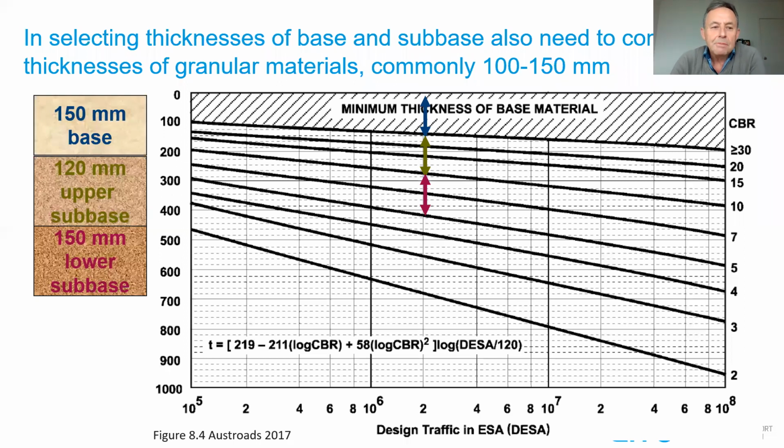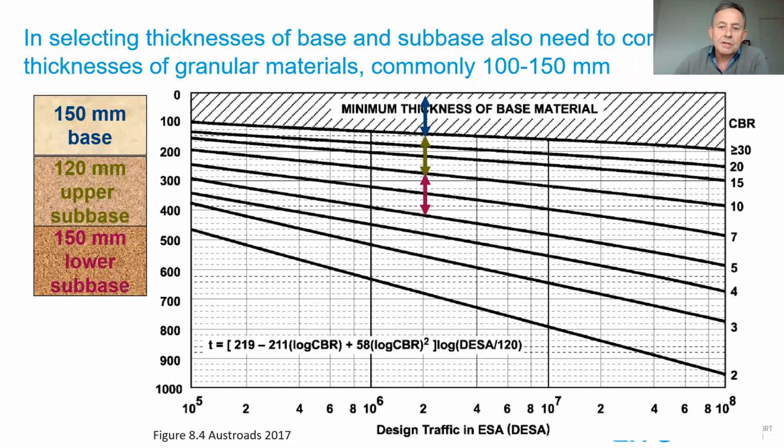So in selecting how you might make up the total cover of 420 millimeters in this case, you also need to consider the common layer thicknesses that we construct materials with. For example, for the granular base materials, the thicknesses we normally use are 100 to 150 millimeters. When you get above 150 millimeters thickness, there are difficulties getting adequate compaction. So generally, base course layers are in the range of 100 to 150 millimeters. For this particular case, you can see that the design chart requires about 150 millimeters of base course. So we can use that as part of our total 420 millimeters cover above the subgrade.